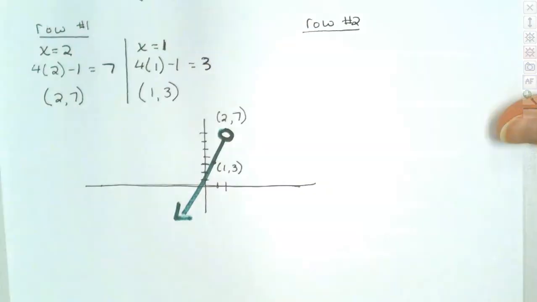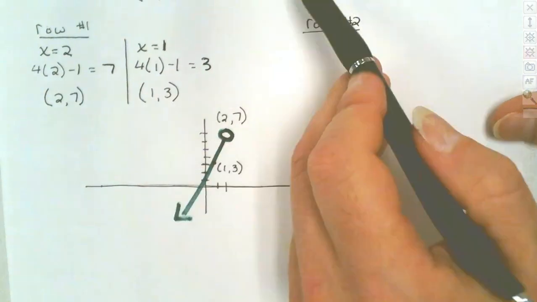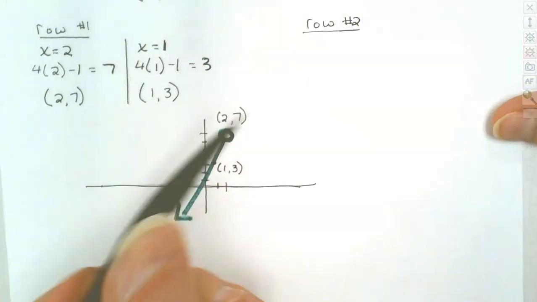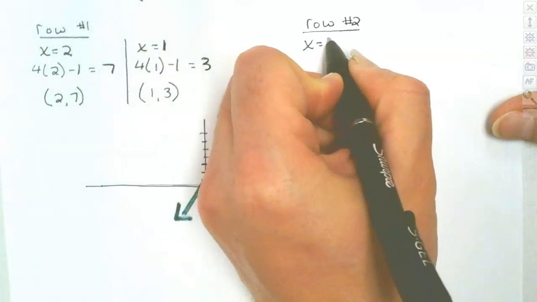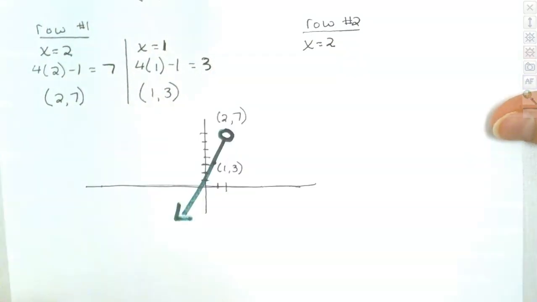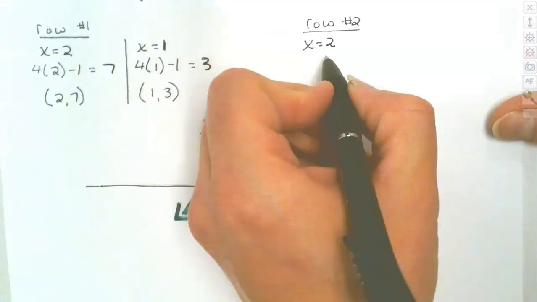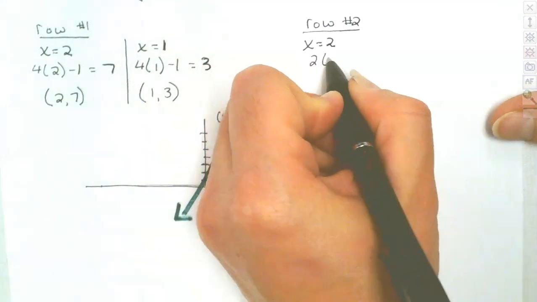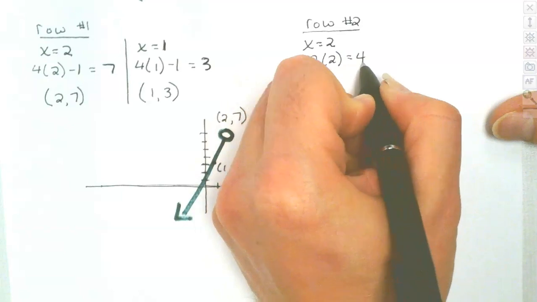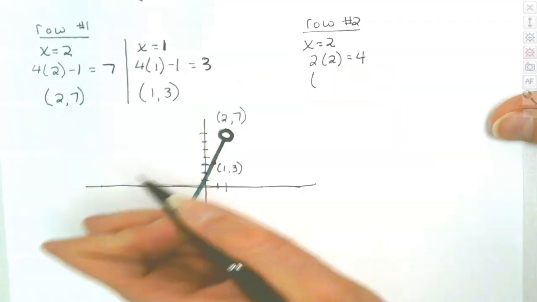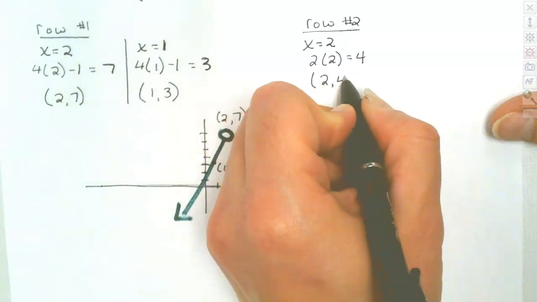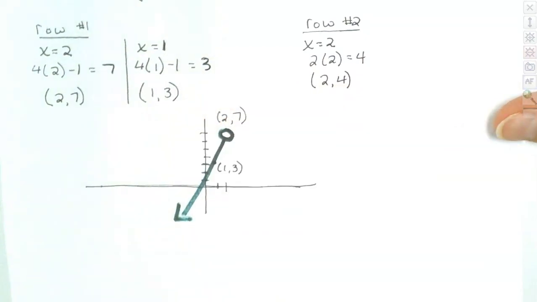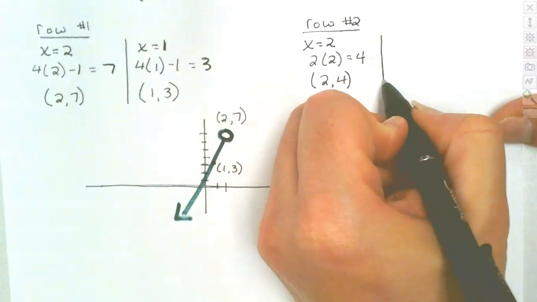And we plug in R2 again. So you plug in the number that's provided on the end, and it's going to have a closed circle on this one. So we plug in 2. And if I plug in 2, then I get 2 times 2, which makes it then 4. So my first ordered pair for row 2 is 2, 4.